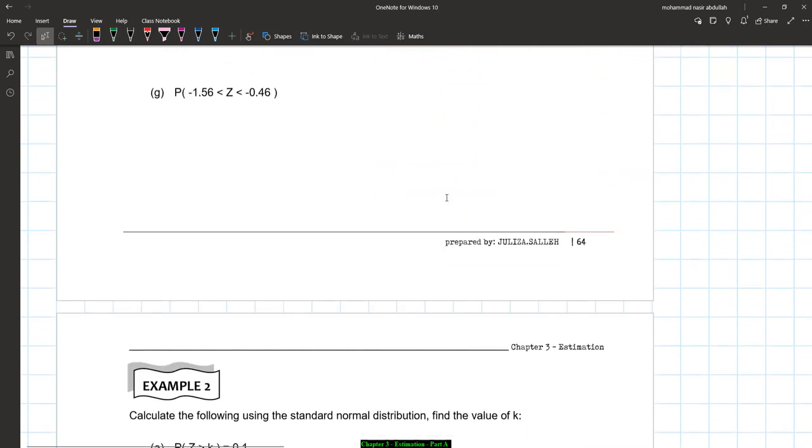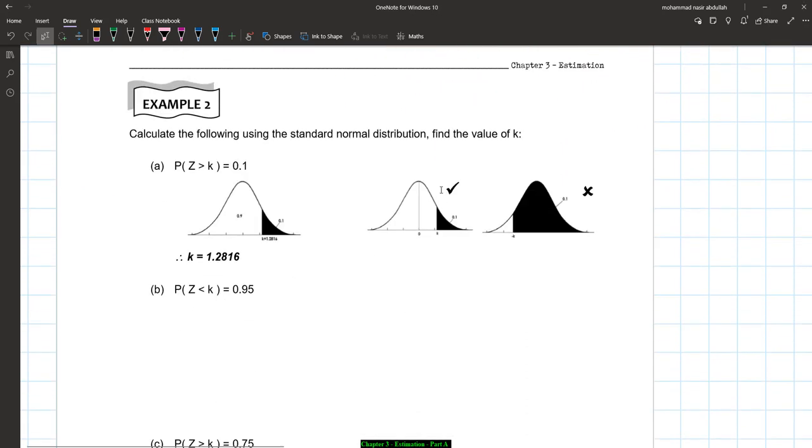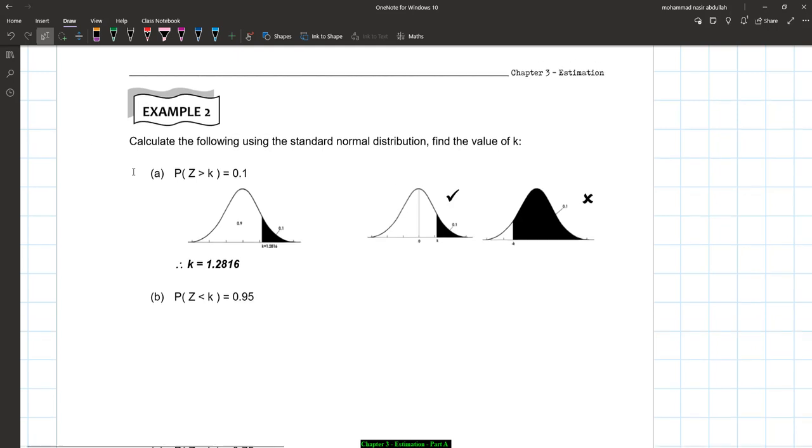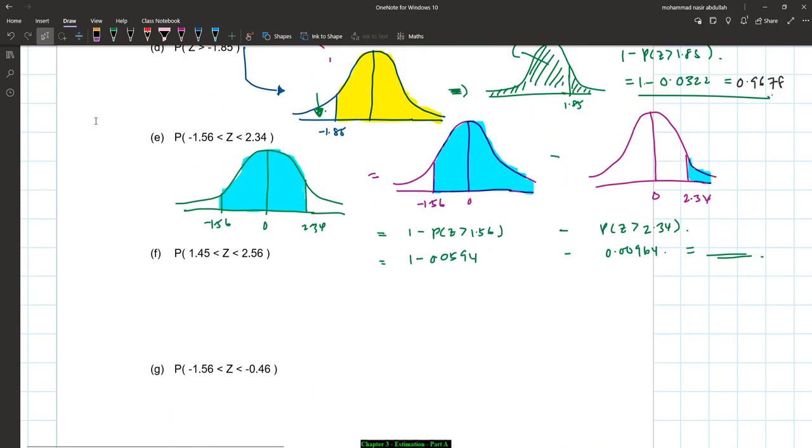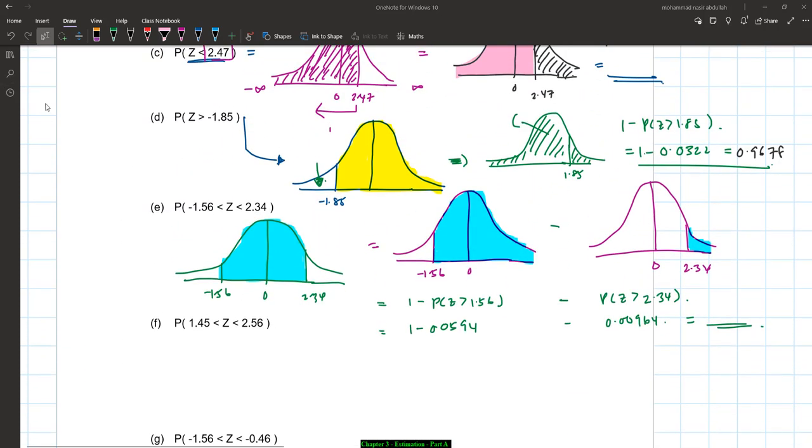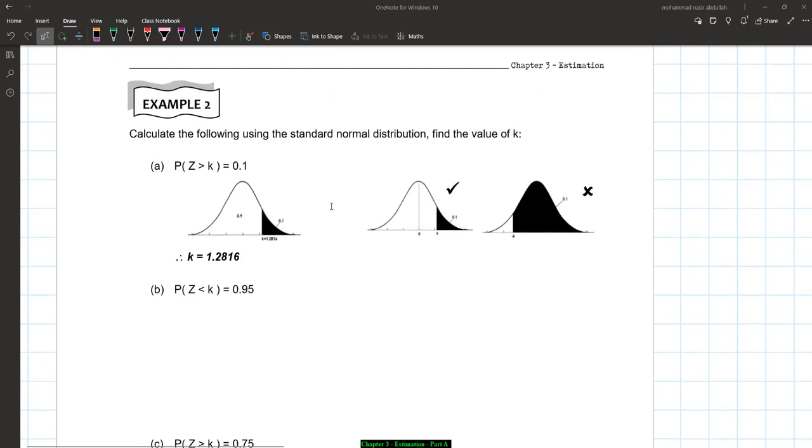Right, so now let's look at example number 2. Before we go to example number 2, I think we should have a 5-minute break, a toilet break. Okay? So let's look at example number 2, right?